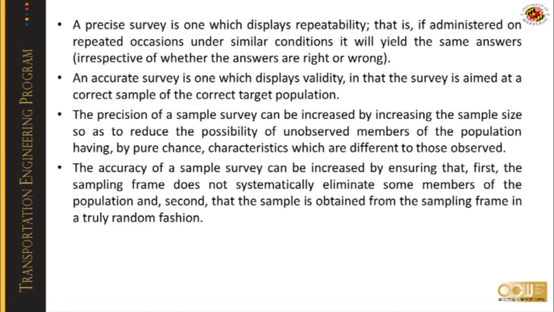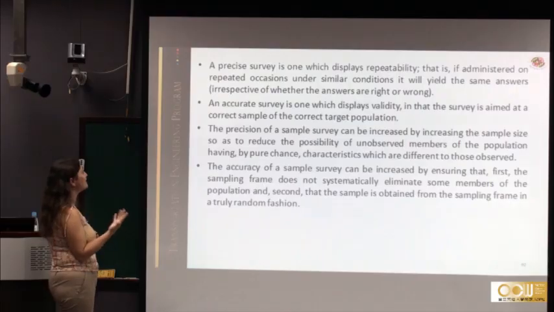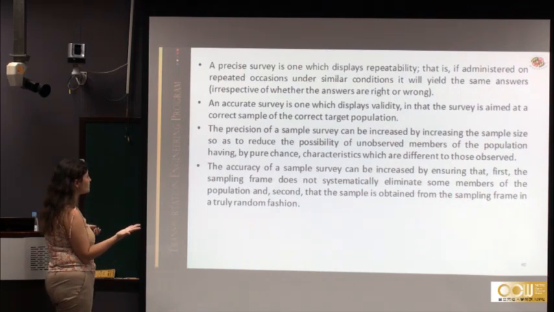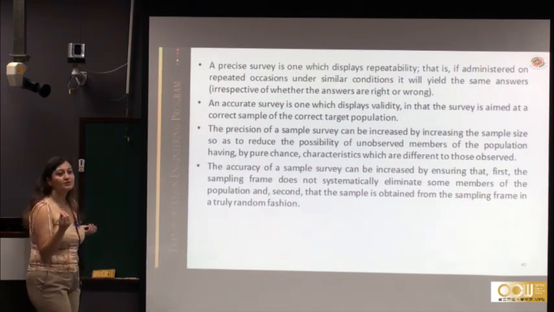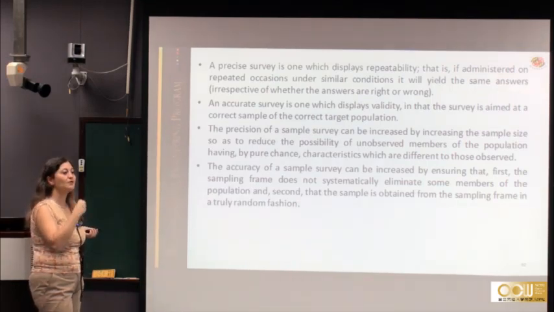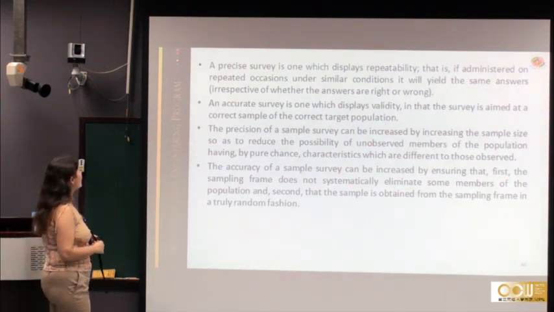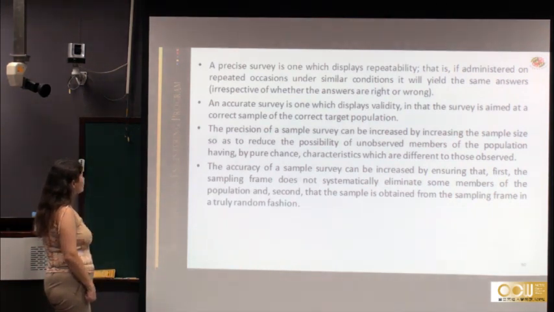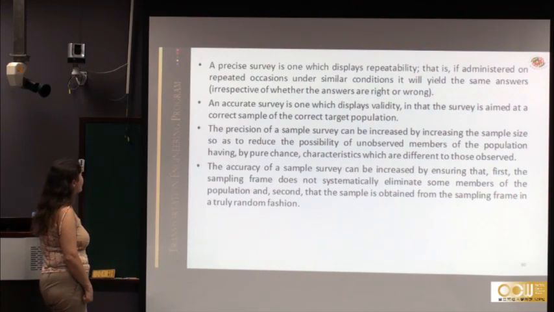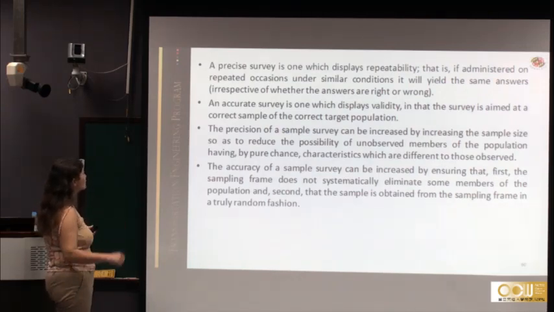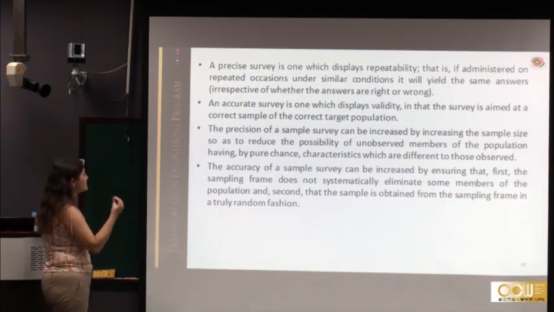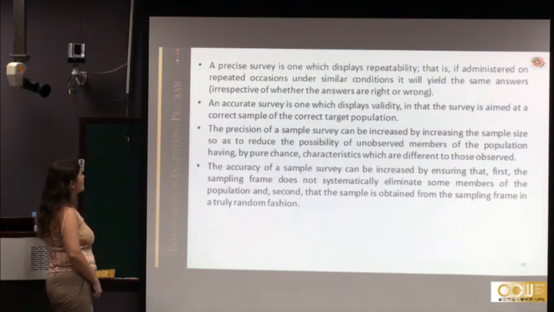So a good survey is a survey that can display repeatability, in the sense that if you do this survey at different points in time, or if it is administered to a different person, you always have the same answers. So it means a good survey is one in which, for example, if you have different interviewers, the results that you are getting from the different interviewers are stable. Then you want a survey to be valid, in the sense that you want correct samples of the correct target population. You want a survey to be precise, so you don't want a very large confidence interval around the mean. So you want to be able to observe with precision the characteristics of the population.